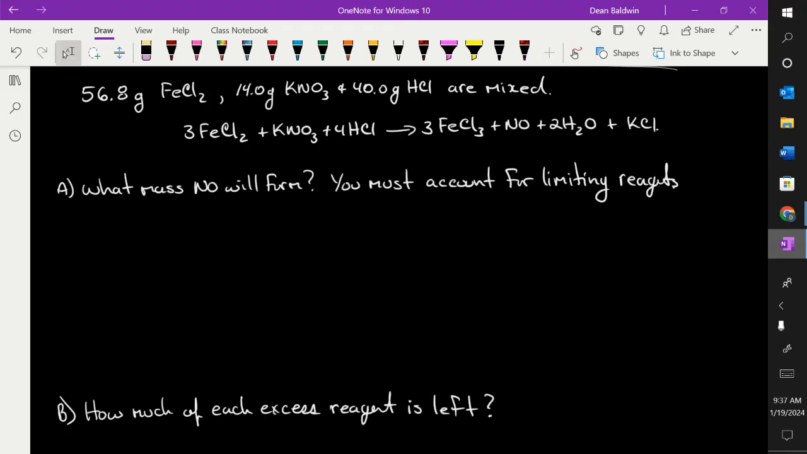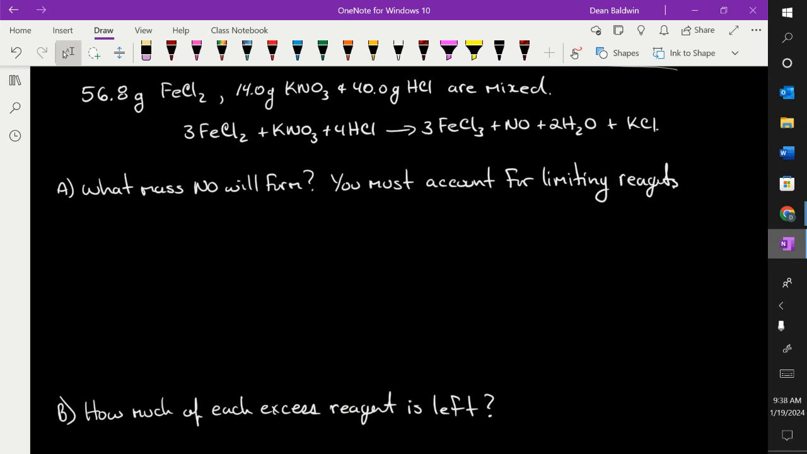14 grams of potassium nitrate and 40 grams of HCl are mixed. There's the equation. It's balanced. If it's a complicated equation like this, I'll give it to you balanced. If it's a simple one, I might make you balance it. What mass of NO will form? You must account for the limiting reagents. So you will have a question like this on your test.